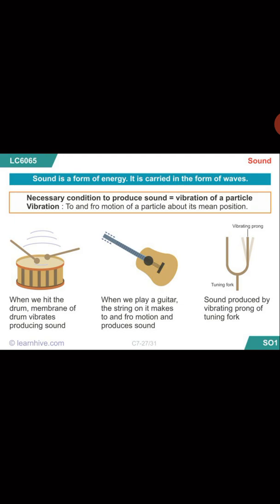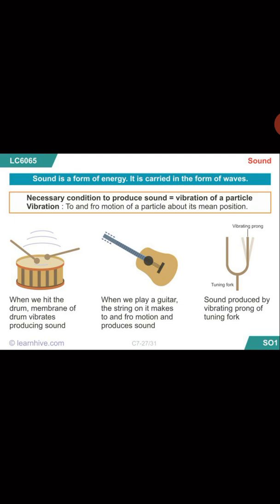In the first image, as you can see, when we hit the drum, we tend to vibrate the drum with the drumsticks. Due to vibrations, sound is produced. In the second image, when we play a guitar, we move the strings of the guitar to and fro, and those strings start vibrating. When they vibrate, they produce sound.